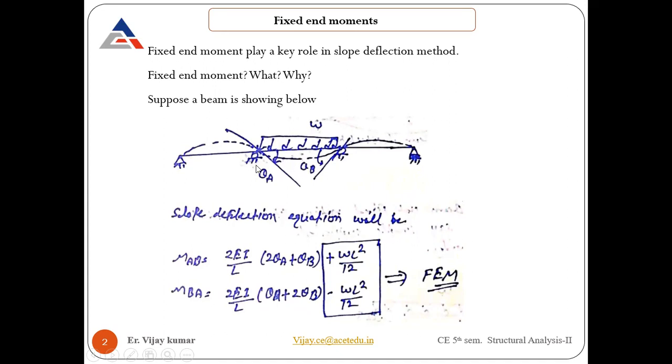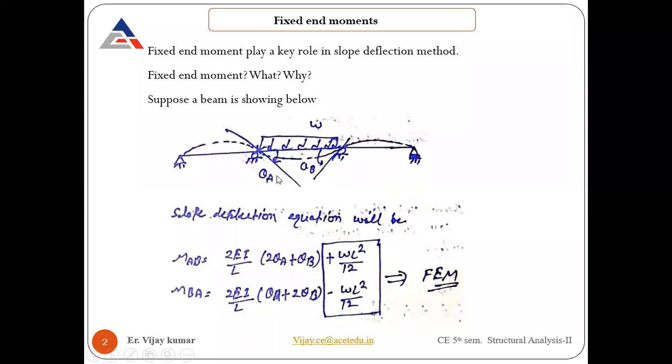Obviously, these vertical supports are not going to resist the rotation. They are not fixed supports, they are hinge and roller supports. So rollers and hinges allow us to rotate. In that case, rotation will take place at points A and B, that will be theta A and theta B, due to this load.